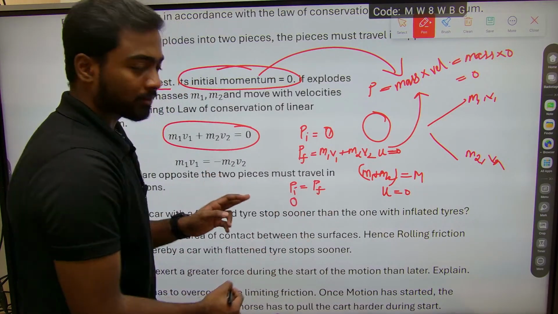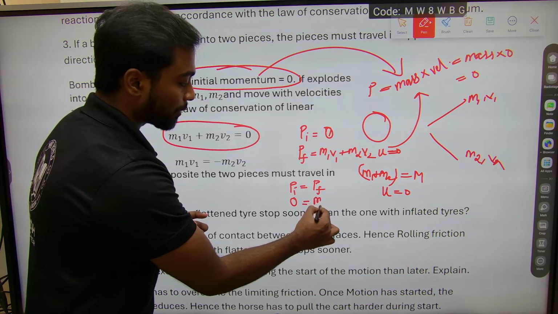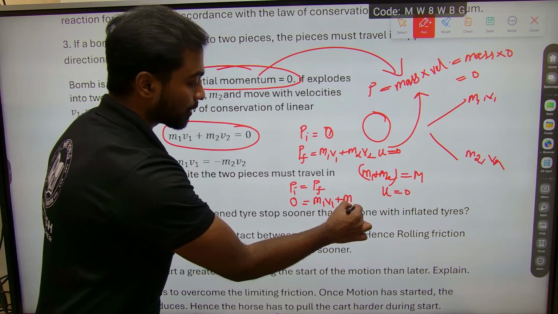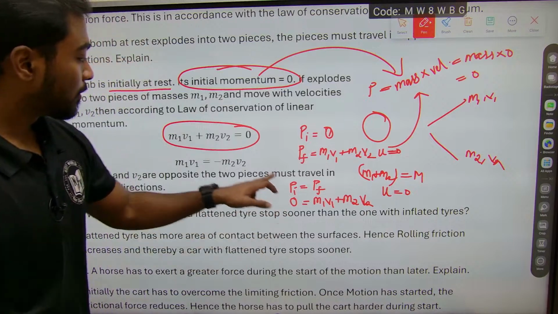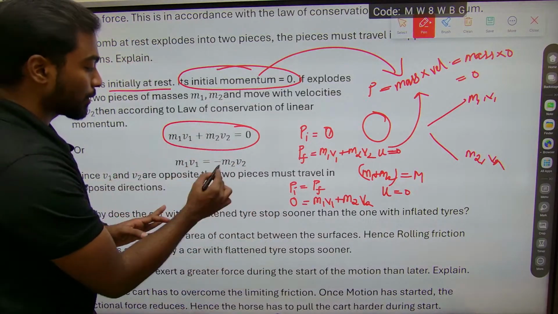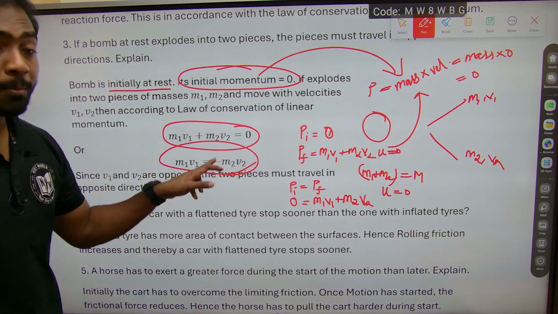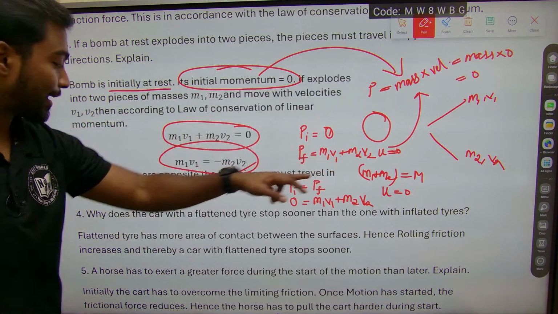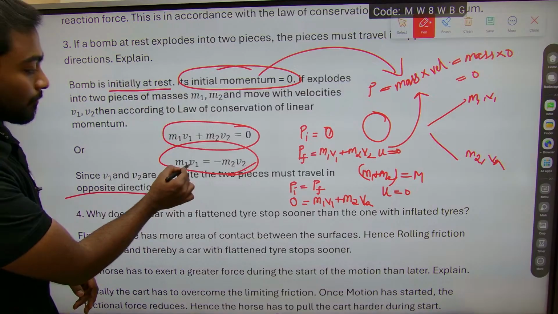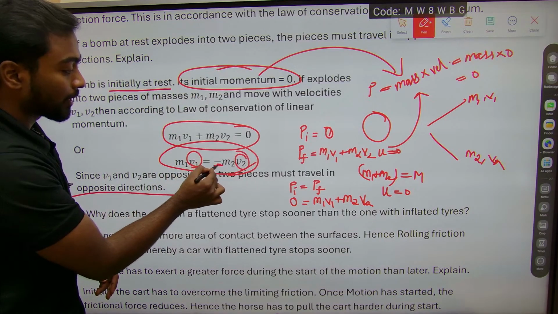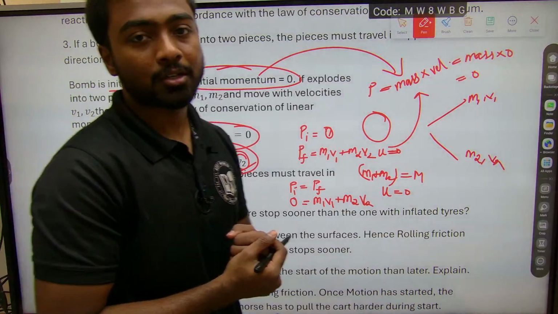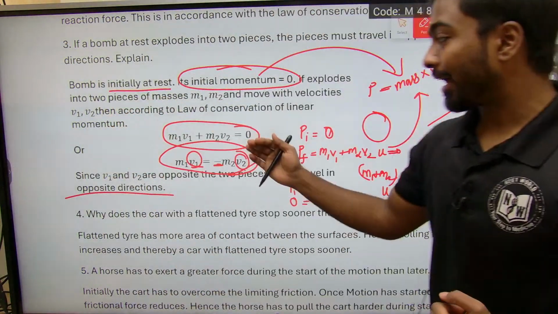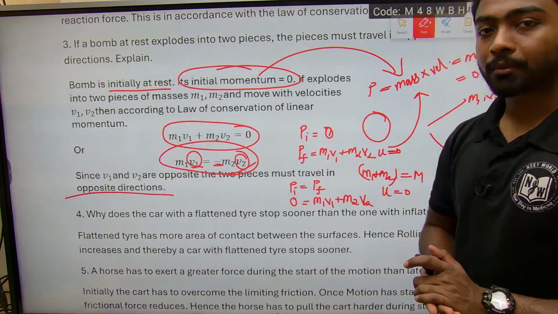So P initial was 0. What about P final? It is m1 v1 plus m2 v2. We have got that, no? So from this we can take that m1 v1 will be equal to minus m2 v2. So since v1 and v2 are opposite, the two pieces must travel in opposite directions. v1, v2, and this negative symbol gives the opposite direction. That's why it travels in the opposite direction. Got it? Okay.